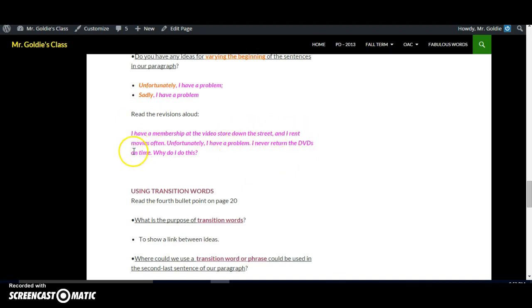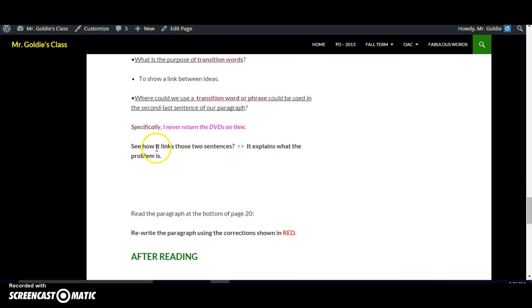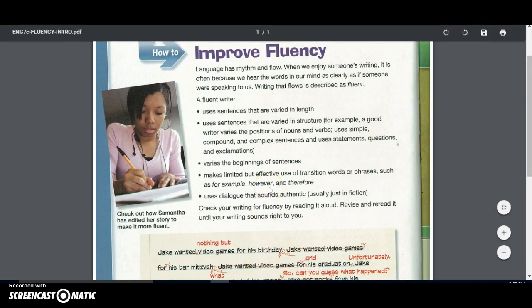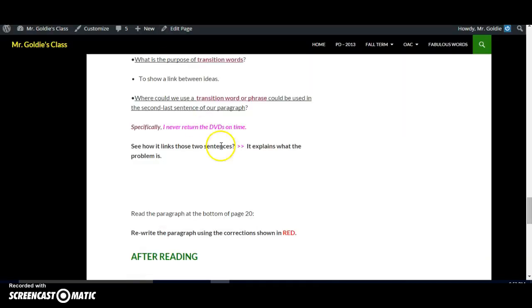All right? So, there are many different transition words. You don't need to use a million of them. Just use them where they would be effective or where it would make sense to use them. For example, however, therefore, and there are so many more. Check the classroom wall. I will help you with that. Okay.